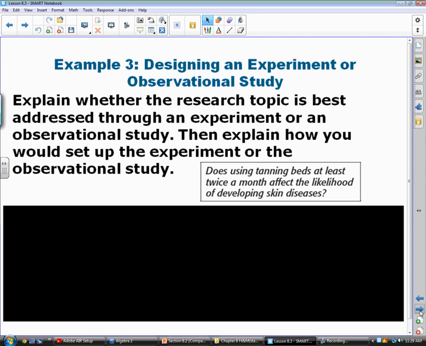It says, explain whether the research topic is best addressed through an experiment or an observational study. Then explain how you would set up the experiment or observational study. Does using tanning beds at least twice a month affect the likelihood of developing skin disease?